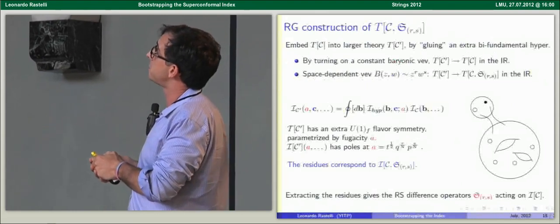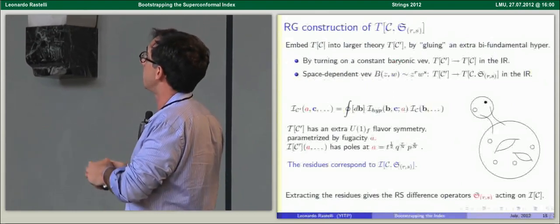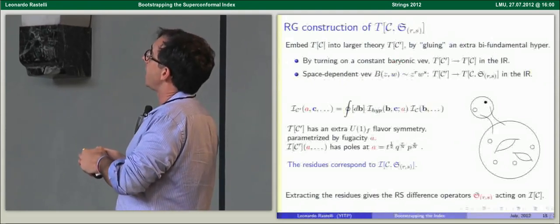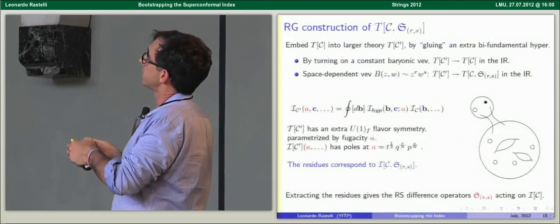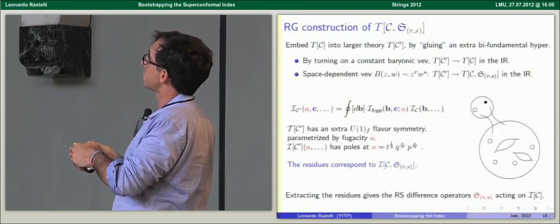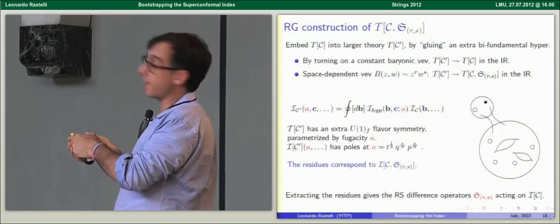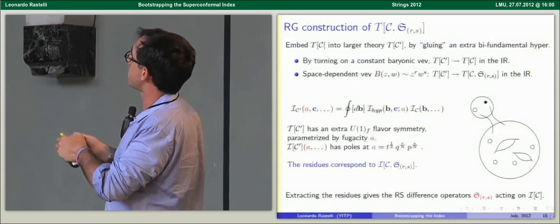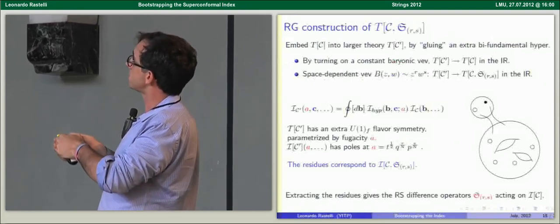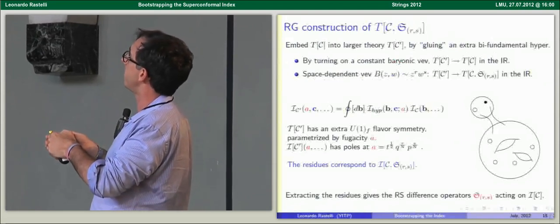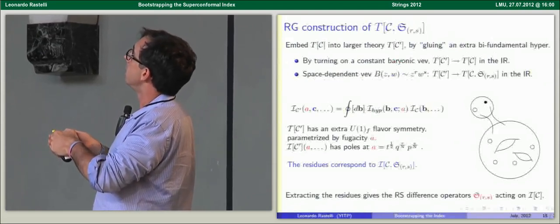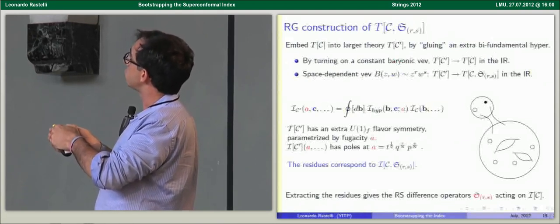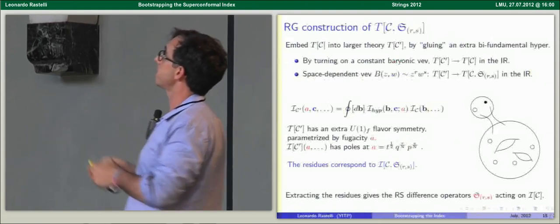I start from a certain theory associated with Riemann surface C. This is this circle theory here. And I enlarge it by gluing an extra piece to it. You will recognize the three-puncture sphere with two white and one black puncture. And that means two maximal and one minimal puncture. You will remember that this denotes the free hypermultiplet. So I'm taking a free hypermultiplet, engaging an SU(N) group to attach it to an SU(N) puncture of the original theory.